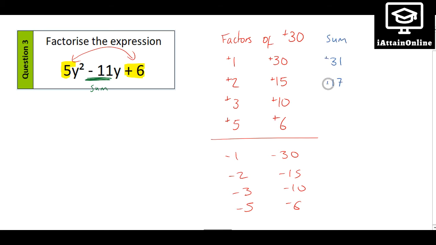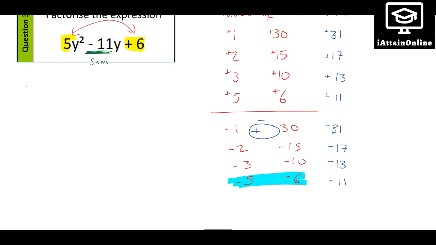So as before, just working out my sum. These are all positive numbers. And these ones, when I add a negative, that becomes a takeaway. So negative 1 take away 30 gives me negative 31, negative 17, negative 13, and negative 11. So the ones I'm interested in are these ones here. So now I'm just going to rewrite the original question. 5y squared minus 5y minus 6y and plus 6.